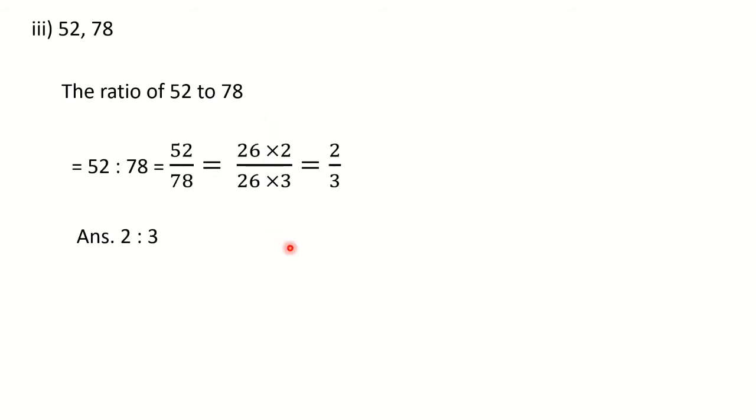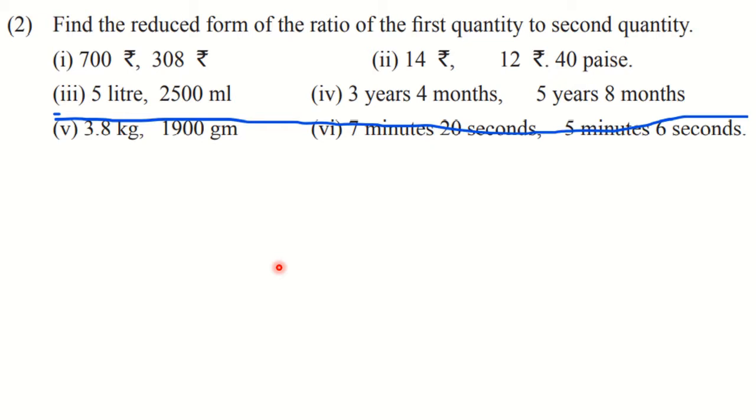In the properties we have studied that whenever we want to find the numbers, the two quantities should have the same units. Here no unit is there, so we don't have to think about it, only numbers are there. So we have simply found out the reduced form of these two numbers. Okay, let us go further towards question number 2.